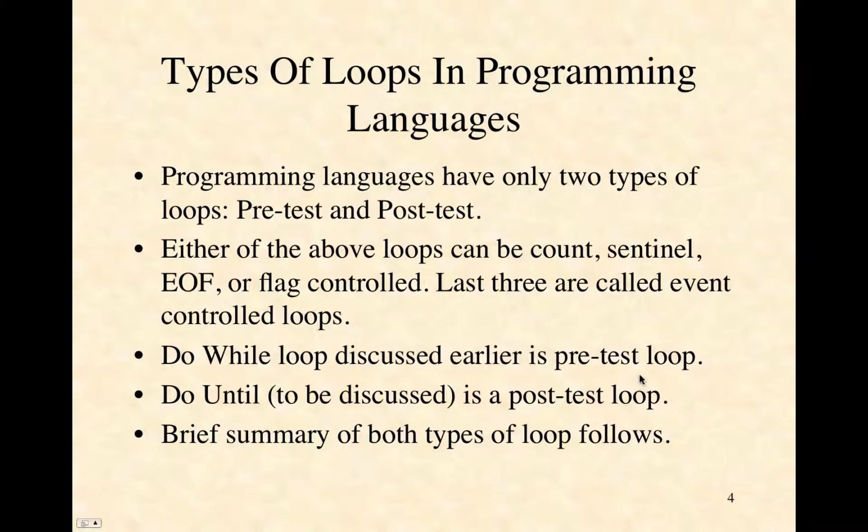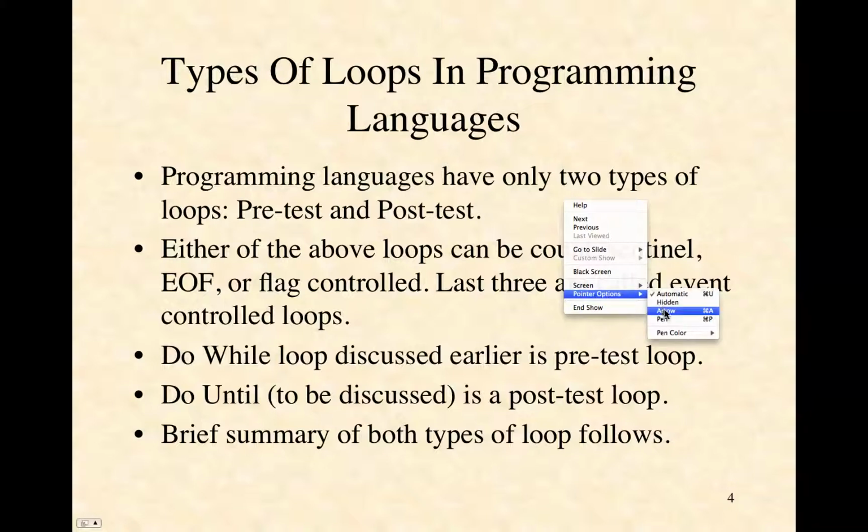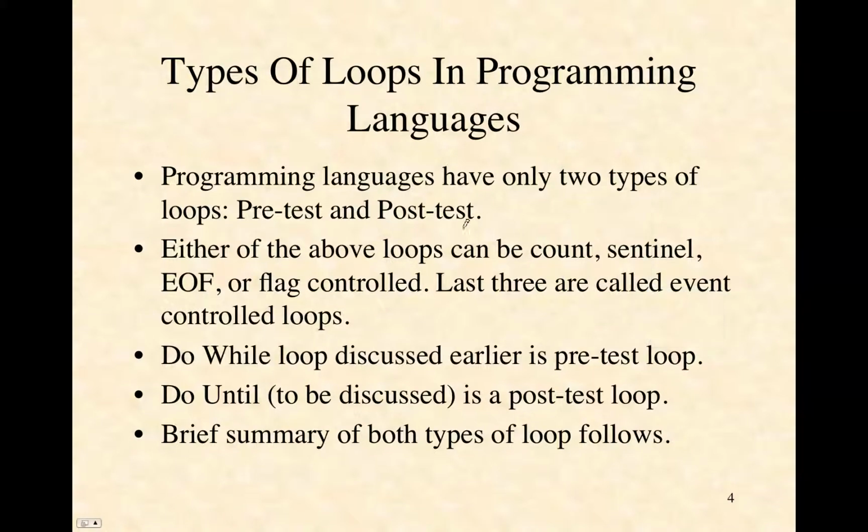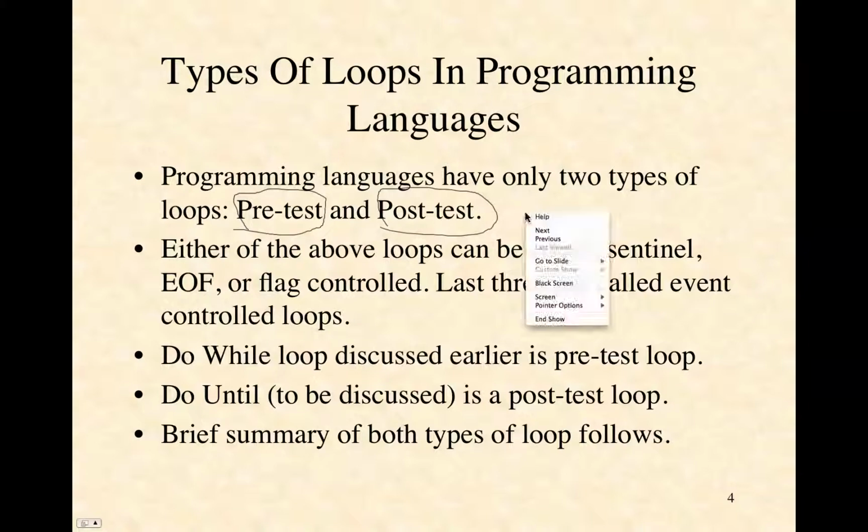All right. Basically, as I said before, we have only two types of loops: pretest and posttest. In pretest, the condition is tested before the loop is entered. In posttest, you have to run the loop at least once, and after that the condition is tested. And if the condition is true, then the loop can be run again.